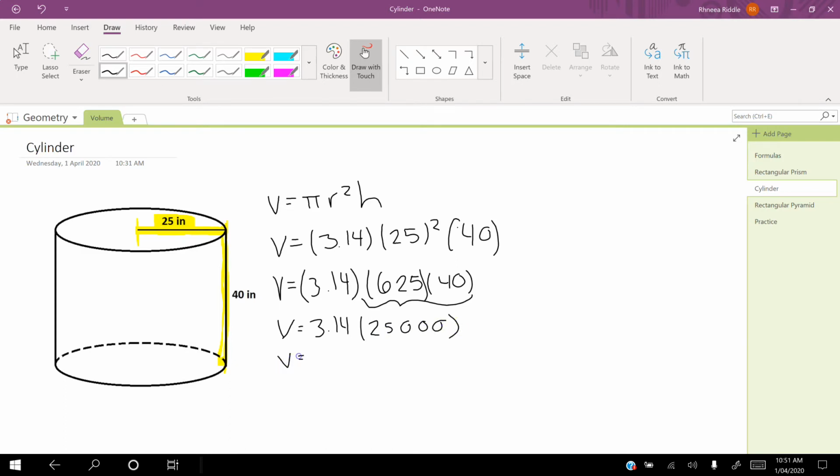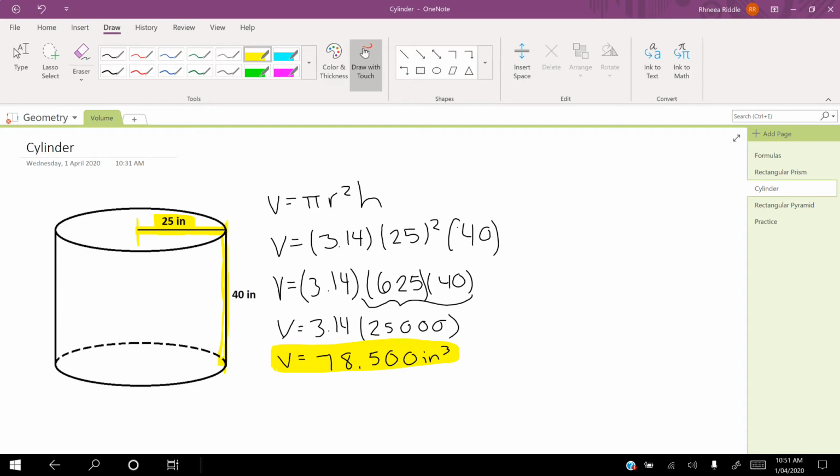And now we can go ahead and multiply the two of those together. 3.14 times that, 25,000. We get 78,500 inches cubed. And again, we have to remember that it's cubed as our entire volume for this cylinder.